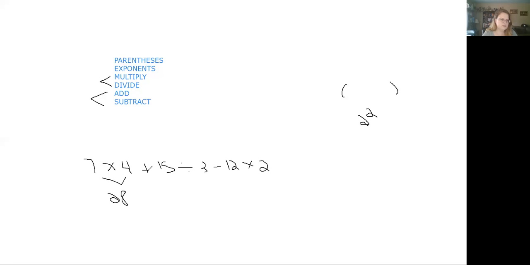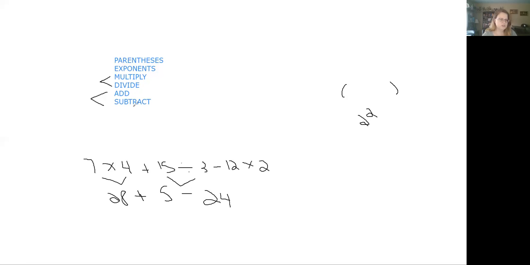Next, we have an addition symbol. That doesn't come on this step, that comes on the next step. So we're just going to keep that right there. We're going to go to the next section. 15 divided by 3 is 5. We have a subtraction symbol. That's just going to come down because that comes in our next step. 12 times 2 is 24. Okay, we've done all the multiplication and division now.